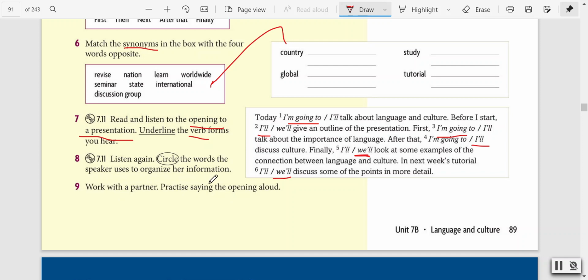How can you organize your information? How can you reorder the information that you will give?